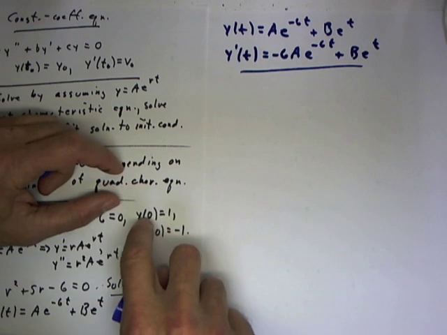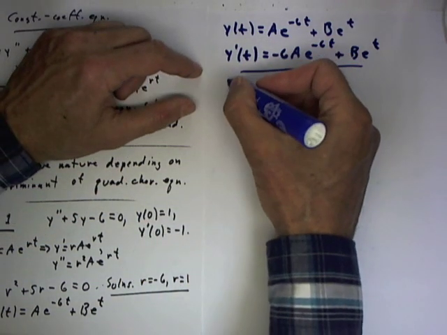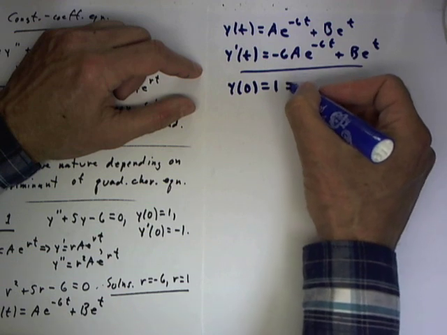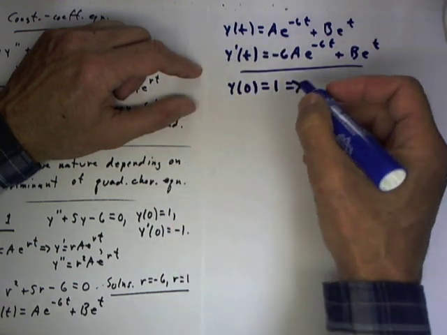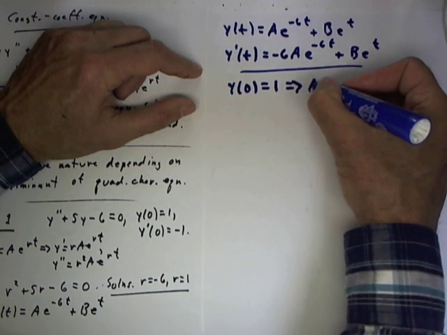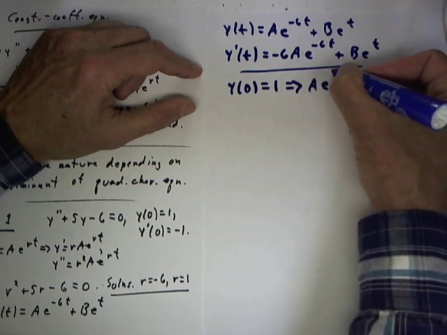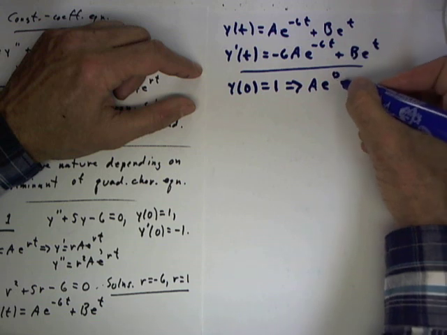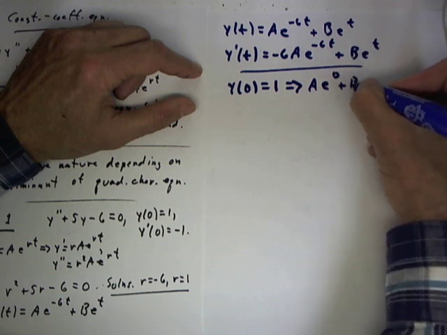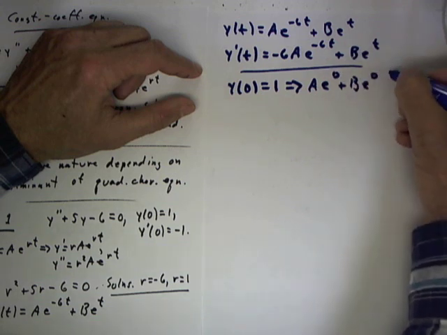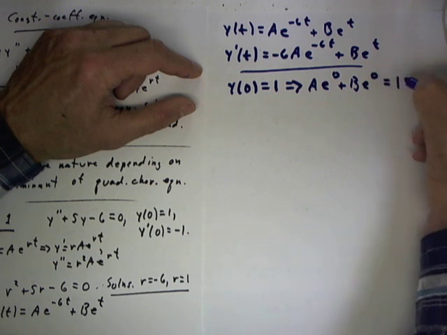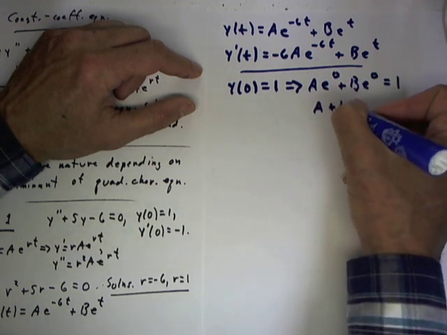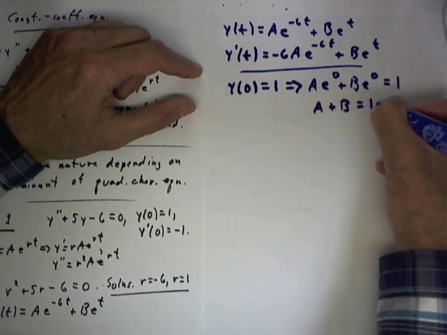We have the initial condition y of 0 equals 1. Well, y of 0 is going to be a e to the 0 because negative 6 times 0 is 0, plus b e to the 0, and that should equal 1. e to the 0 equals 1, so we have a plus b equals 1.